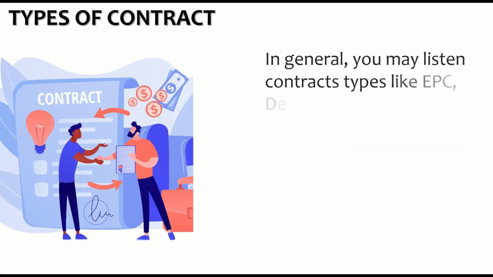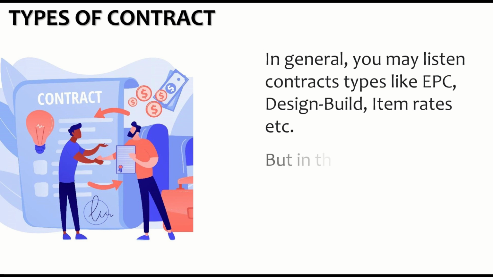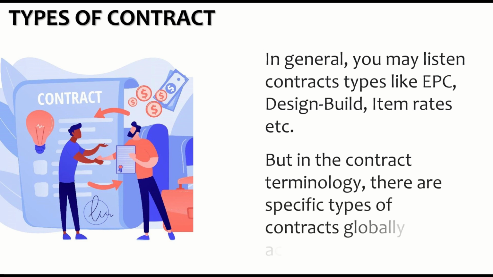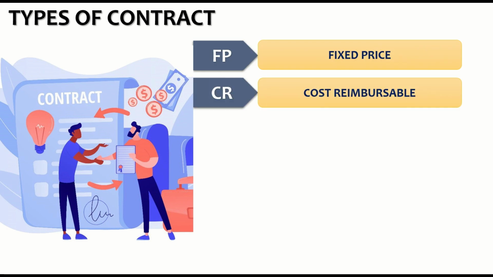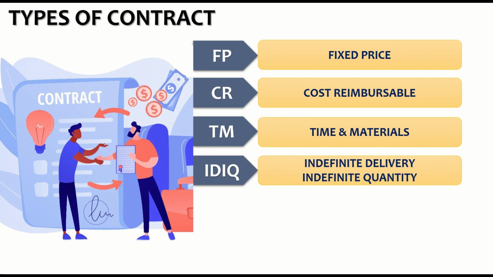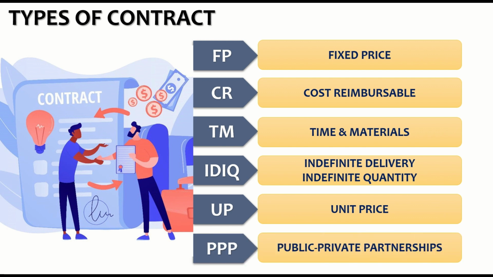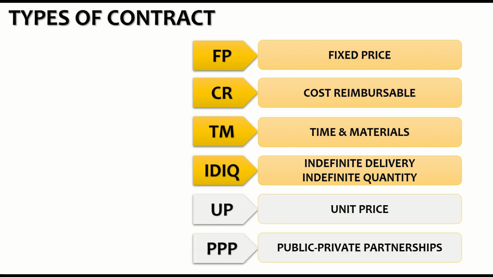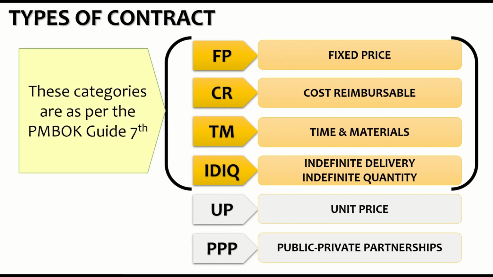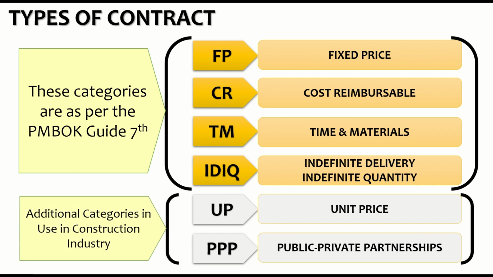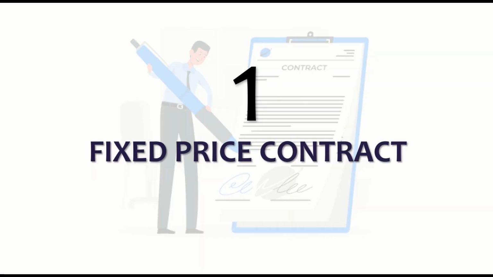In general, you may hear contract types like EPC, design build, item rates, etc. in the construction industry. But in contract terminology, there are specific types of contracts that are globally acclaimed, like fixed price contract, cost reimbursable contract, time and materials contract, indefinite delivery indefinite quantity contract, unit price contract, and public-private partnerships contract. Out of these, the first four categories are as per the PMBOK Guide, 7th edition, and these two additional categories are used in the construction industry and are very common in the industry. Now let us delve deeper into each of the contract types.